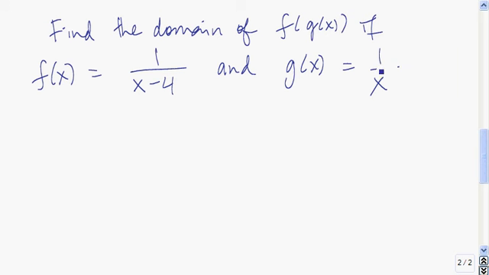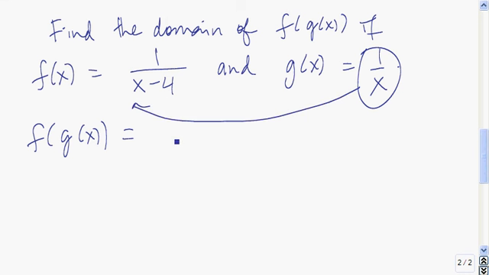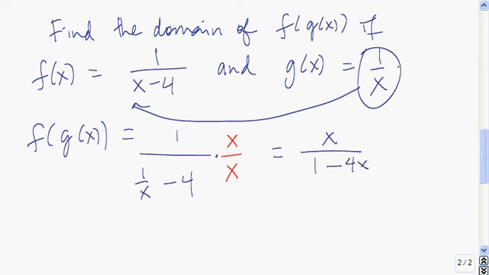Okay, first we're going to find f of g of x and then simplify it. So we take 1 over x and substitute in for that x. So we have 1 over 1 over x minus 4. To simplify this, I'd like to get this x out of the denominator. So I'm going to go ahead and multiply this by x divided by x. So then I have 1 times x in the numerator, or just x. x times 1 over x is 1, minus x times 4 is 4x. So f of g of x is x divided by 1 minus 4x.